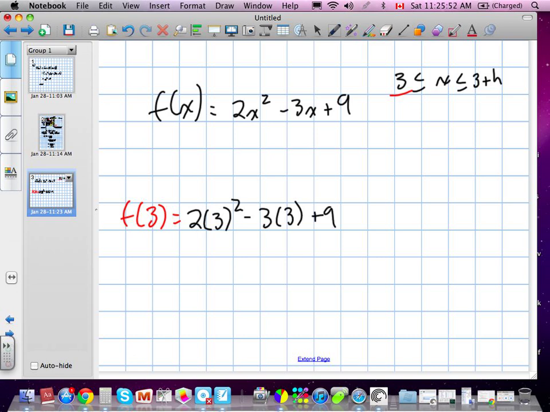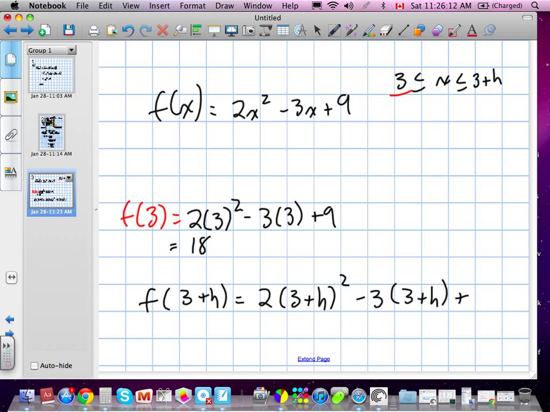Our other one is f at 3 plus h into this function. Let's see what kind of information this is going to give us. 2 times 3 plus h squared minus 3 times 3 plus h plus 9. Okay. In this one, we're going to have 2 times, and this will give us h squared plus 6h. Does that make sense to you? I think just 6. Oh no, because there's an h there, yeah.